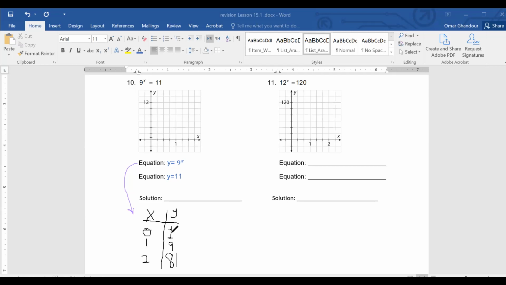And then I have 1 and 9. This is 1. Let's search for 9. We said again 2, 4, 6, 8. So 9 will be in the middle here. And then I have 2 and 81. It's very obvious that I will never find 2 and 81. 81 is very far up, so I cannot find it. So we can graph our function.